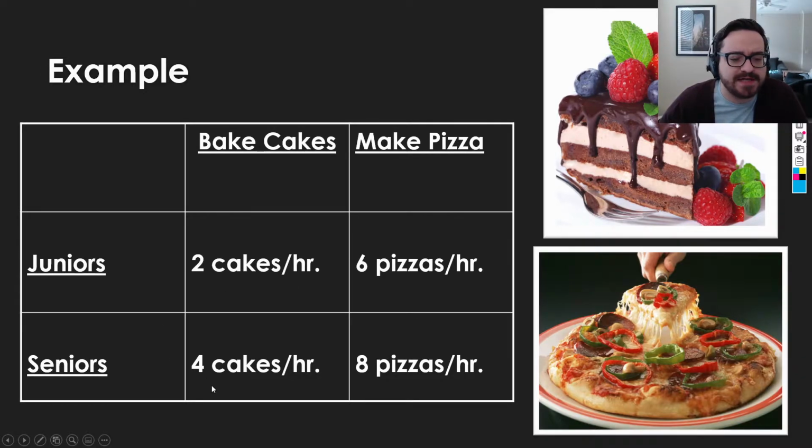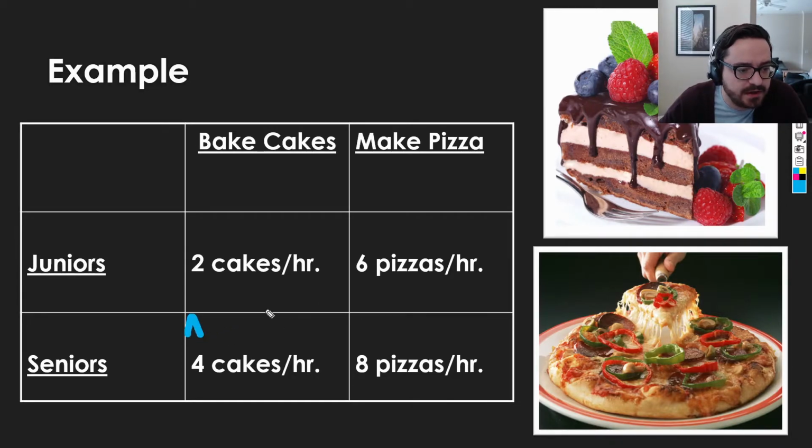And seniors can make 4 cakes in an hour or 8 pizzas in an hour. Simple question off the top. Who's better at baking cakes? Based on raw number, I would say seniors. Who's better at making pizzas? Based on raw number, I would say seniors. What I've just identified is the absolute advantage. Absolute advantage is your more simple version of who is better at producing something.